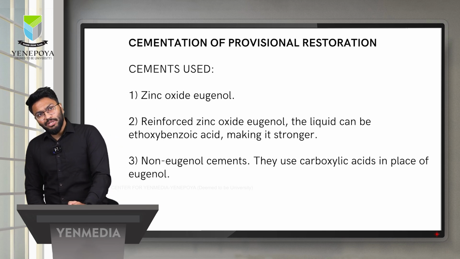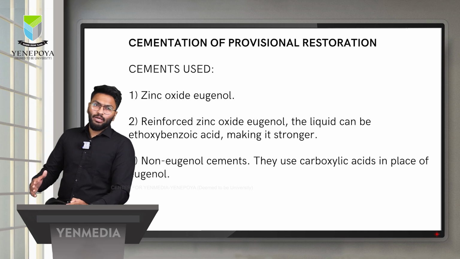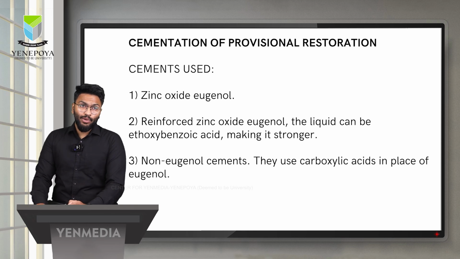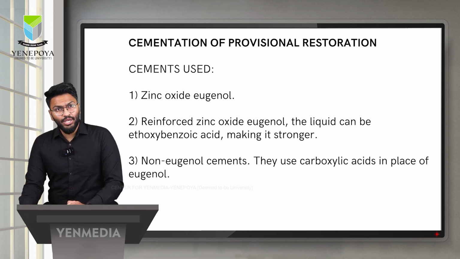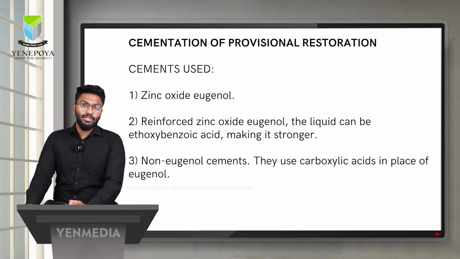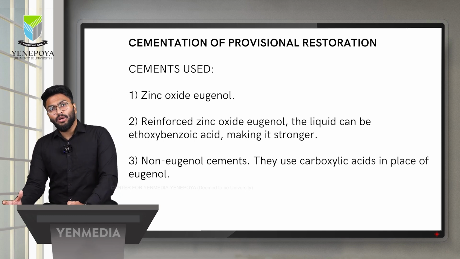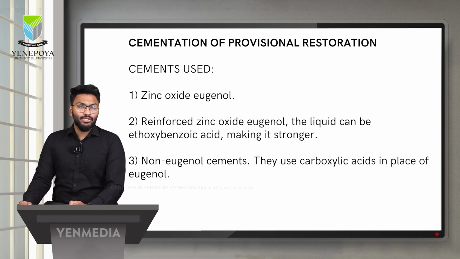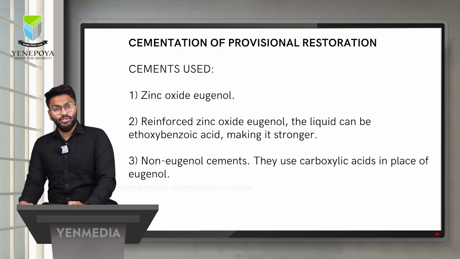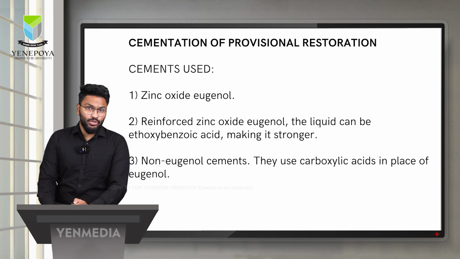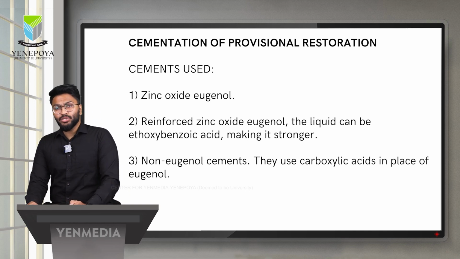We have different cements which have been used in the past few years. We have zinc oxide eugenol, which was used earlier. We have reinforced zinc oxide eugenol, where the liquid can be ethoxybenzoic acid, making it a stronger cement than your zinc oxide eugenol. Then we have the latest one, called non-eugenol cements, or zinc oxide cements, which do not have any amount of eugenol, and instead of eugenol they have carboxylic acids.